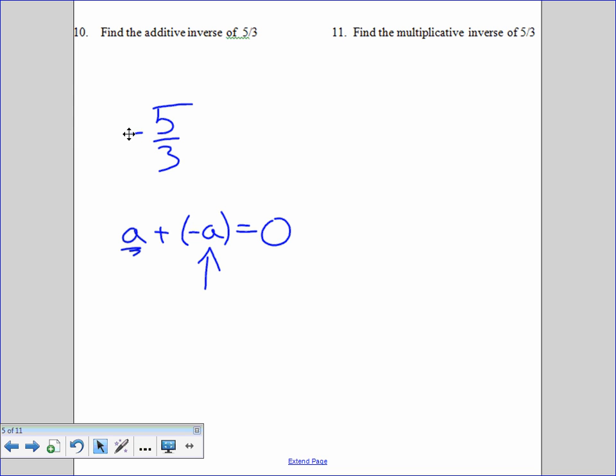The multiplicative inverse of 5/3 is 3/5, because the multiplicative inverse says that anything times its reciprocal is 1, and the reciprocal of 5/3 is 3/5.